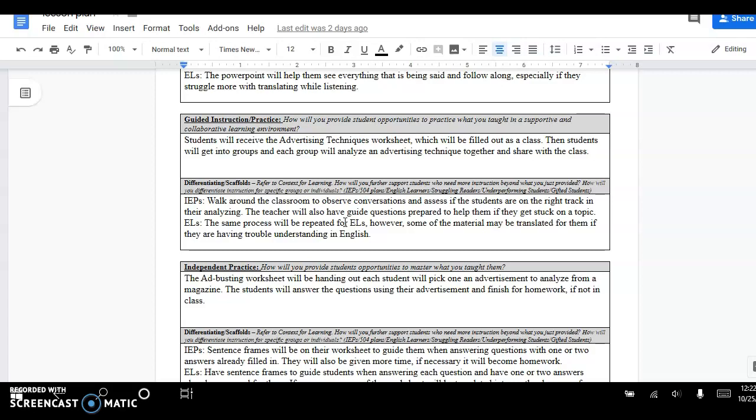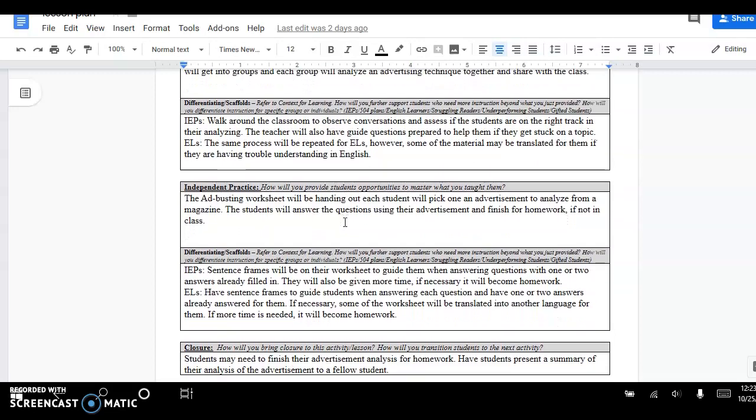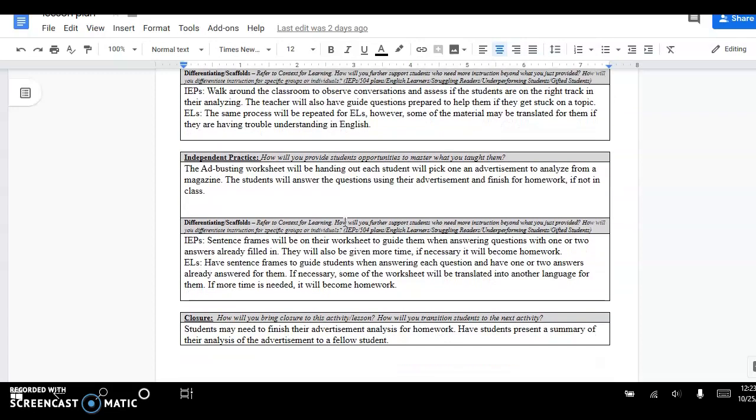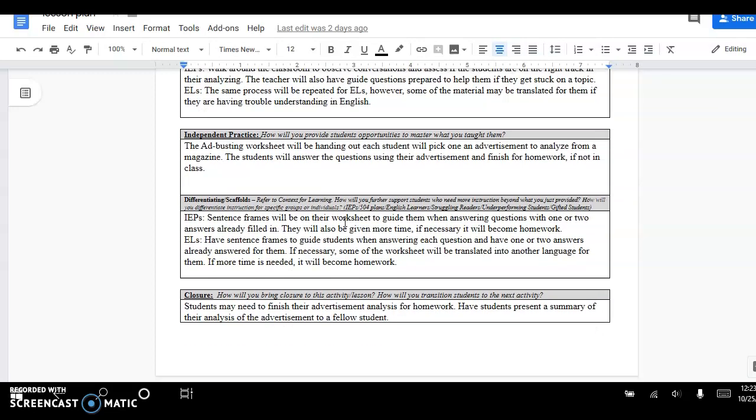And then we also tried to think of who our students were when thinking about our lesson plan. Like, do we have IEPs? Do we have ELs? Do we have 504s? Do we have struggling readers? And I think that also helped in our development of our lesson plan and deciding how we were going to scaffold and what we were going to do to help those students.